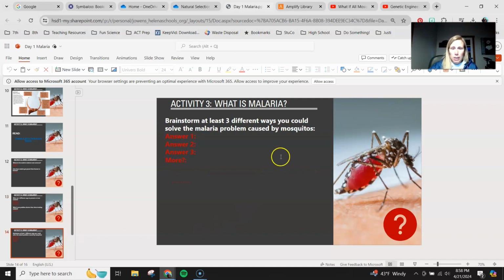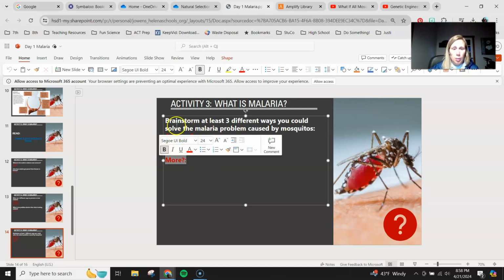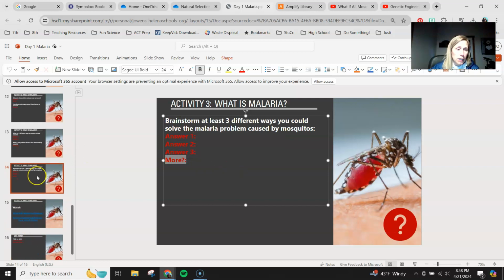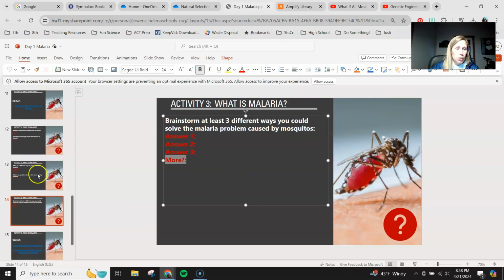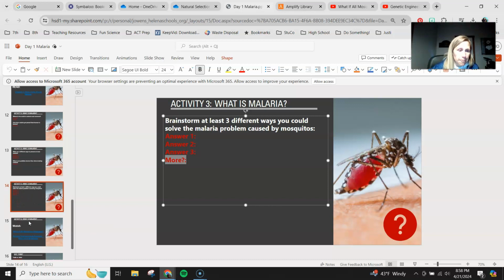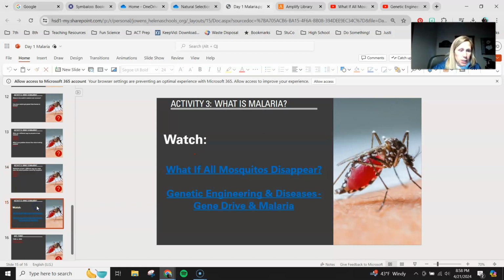And then finally, brainstorm at least 3 different ways you could solve the malaria problem caused by mosquitoes. If you have more than 3, great. You can add them there, but I want you to have at least 3. So again, take a second, pause that video, read chapter 2, and answer the questions through slide 14. Okay, so you should have finished up slide 14.